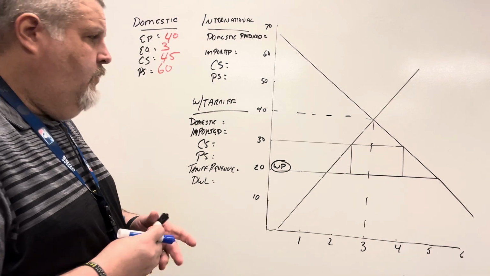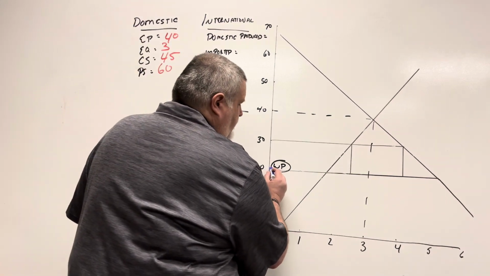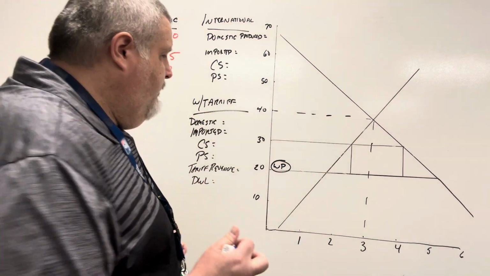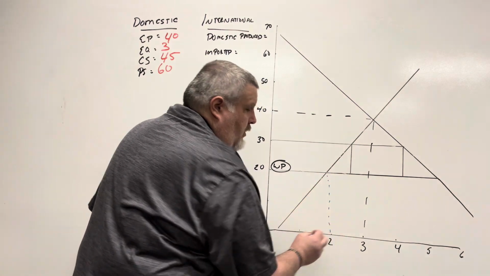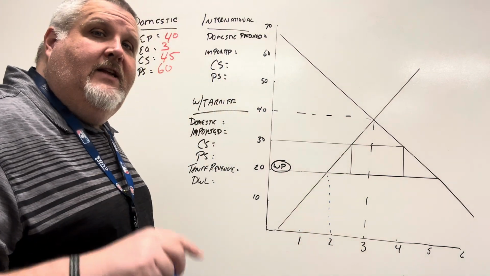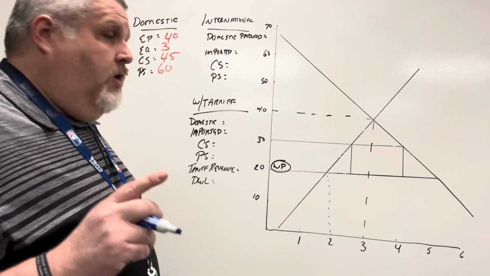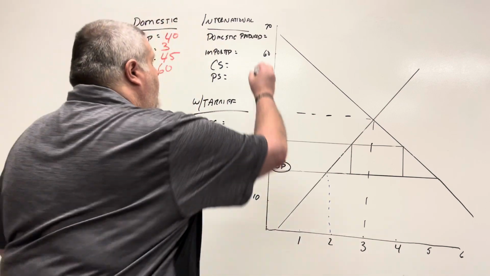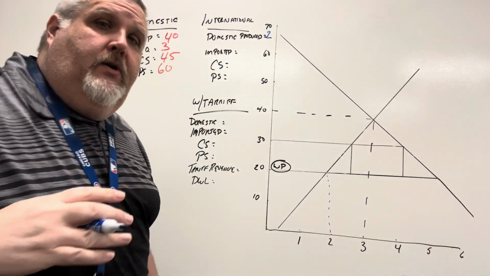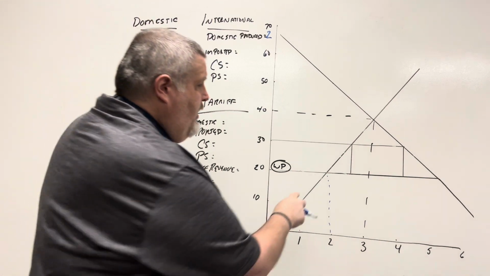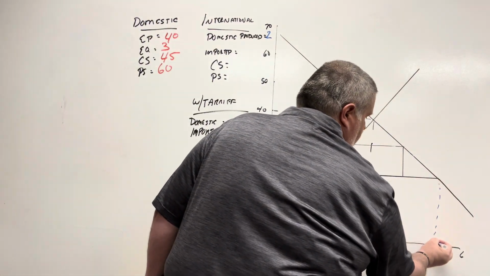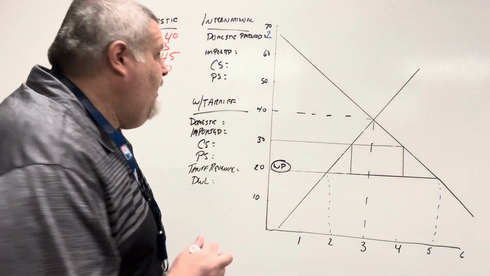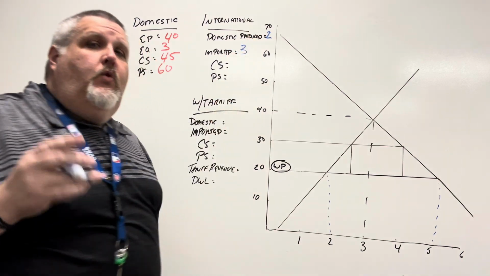So now what happens? If we come straight across to where we hit our supply curve, that is how much our producers within the United States are willing and able to produce at that price. So domestically, we're going to produce 2. Well, how many are we going to import? We come all the way over here, and we've got a total of 5. Two of them are made in the United States, and we know 3 are made outside the United States. So that's how much we are importing.